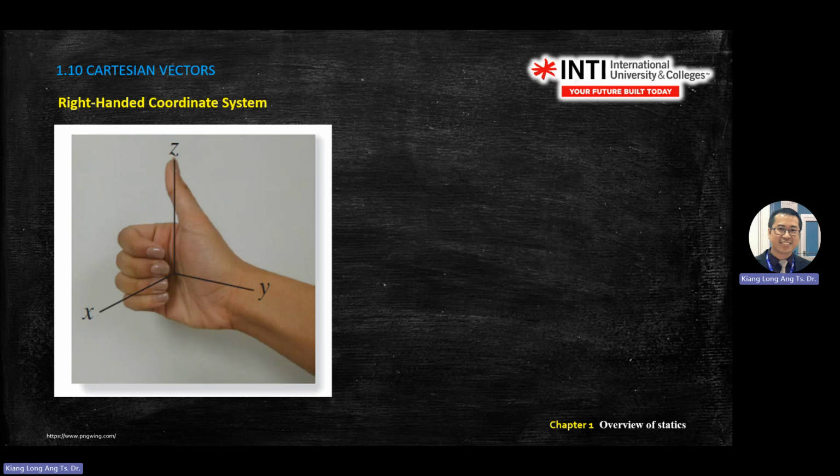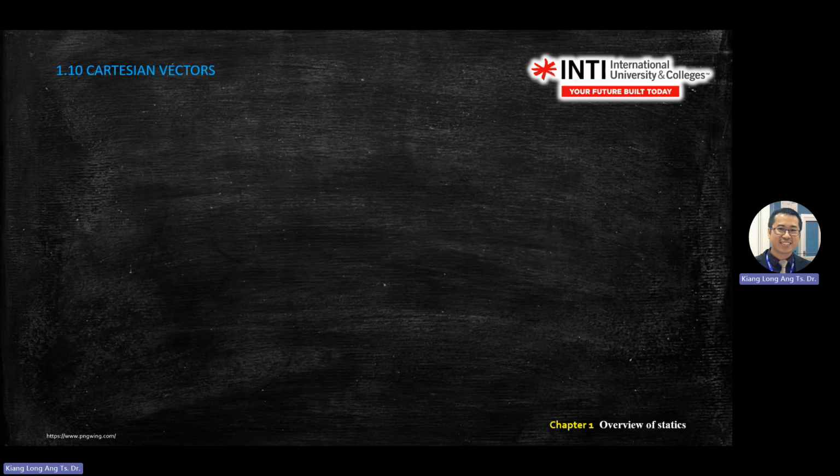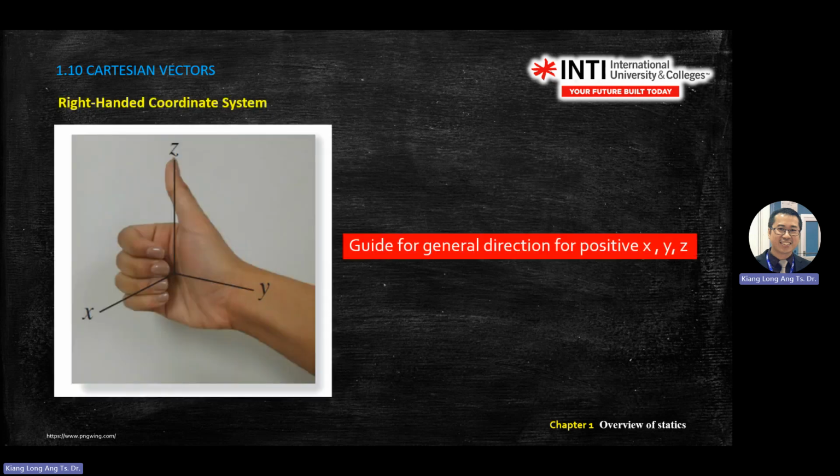If you see from the back, if you go inside the screen, the rotation is clockwise. If you come out from the screen, rotation is anti-clockwise. It depends on the axis you see. Sometimes X will be pointing out, Y will be pointing this way, Z will be going up. Important, this one. So it's where you describe. This is the general direction for x, y, and z.